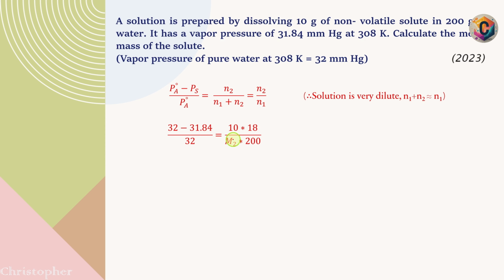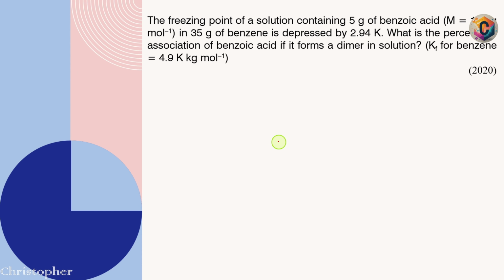So I need to find out what is the molar mass. So what should I do now? I'm going to rearrange this equation. So difference is 0.16 and I need to find out M2. So I'm going to substitute these terms. Got it? What's the M2 value I got? 180 gram per mole. Let's move on to the next question.